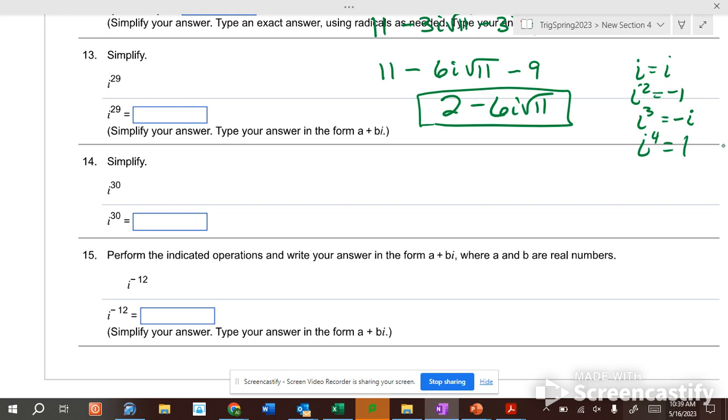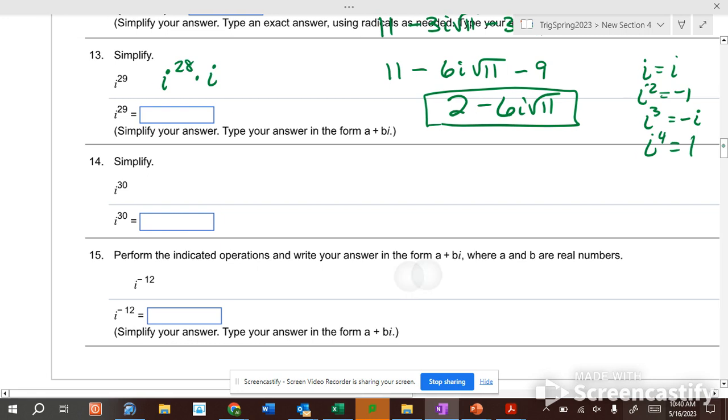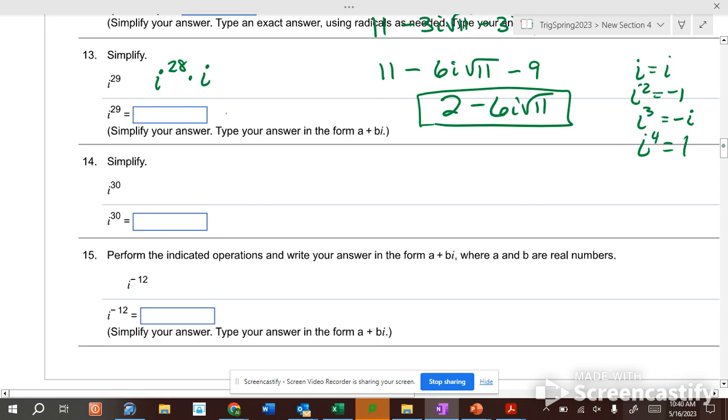So i to the 29th is equal to i to the 28th times i. So you use a power of 4 to get rid of anything you need to, because i to the 28th is 1. Just like i to the 4th is 1, i to the 8th is 1, i to the 12th is 1, i to the 16th is 1. All those are 1. So it's 1 times i, which is i. So it's 0 plus i, because if it's in the form of a plus bi, it's 0 plus i.